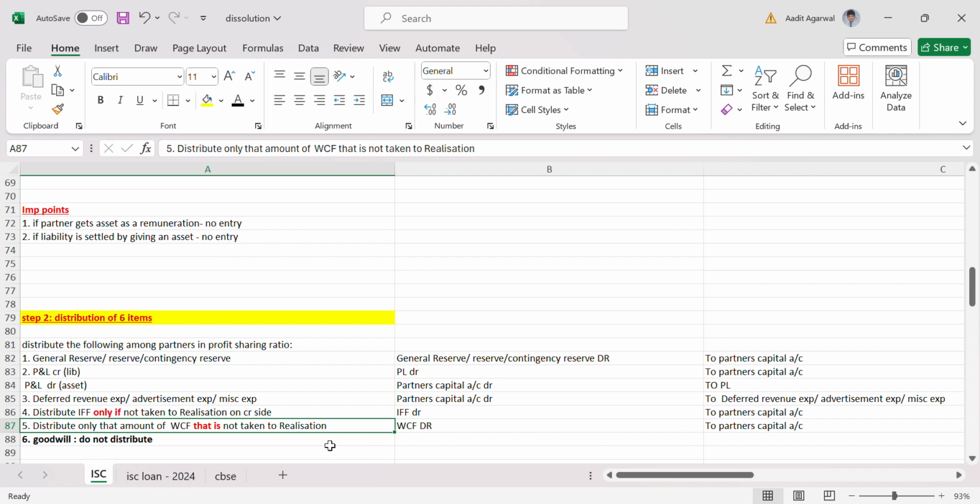With regard to goodwill, you will not distribute it in this chapter because goodwill has been transferred as an asset on the debit side of the realization account.